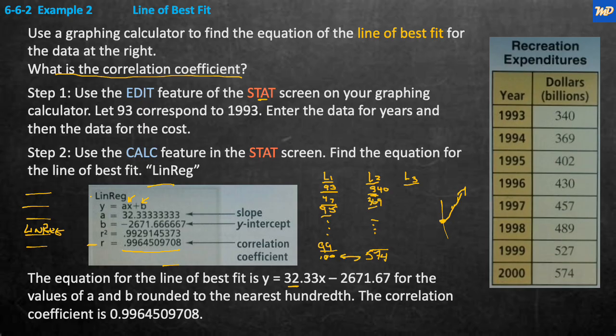And then what does it say? It says, yes, best correlation, linear regression. So the equation for the line is y is equal to 32.33x minus 2671.67, for the values of A and B rounded to the nearest hundredth. The correlation coefficient is 0.9964509, or 99.645%. Okay. You can go over this slide a couple times if you'd like.